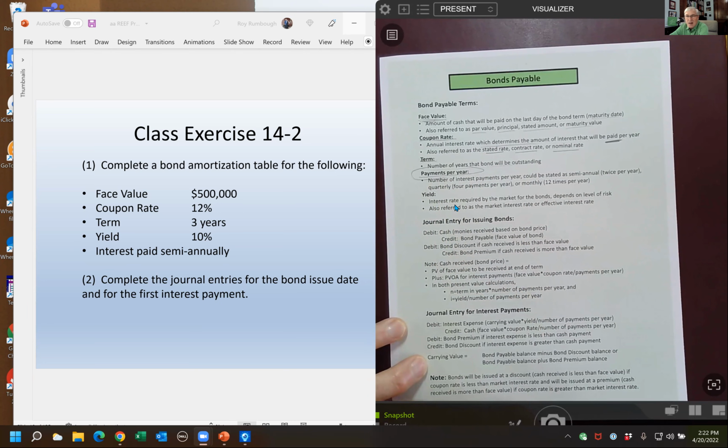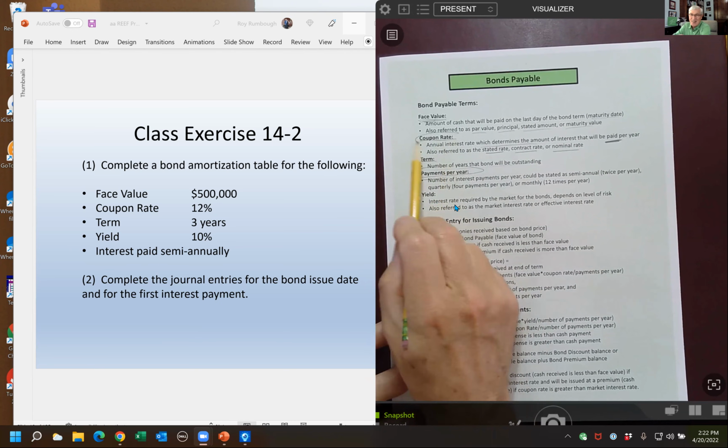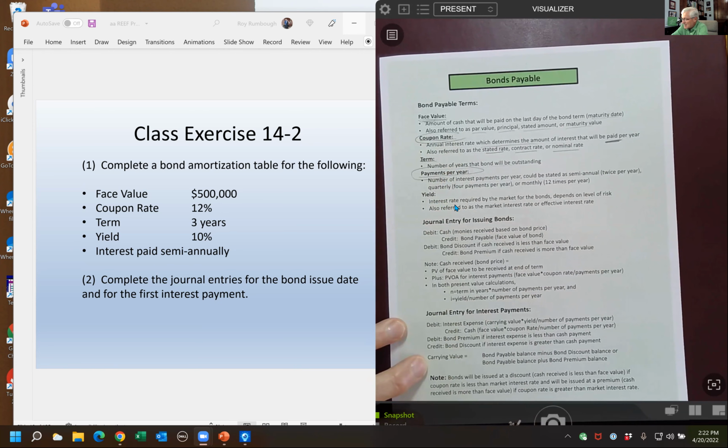So most corporate bonds and U.S. Treasuries, interest payments are made twice a year. What is paid? The coupon rate is paid, the amount stated in the bond. And so mostly it's 2 payments per year, semi-annual. And all the examples I work will be semi-annual because that's what you see with U.S. Treasuries and most corporate bonds.